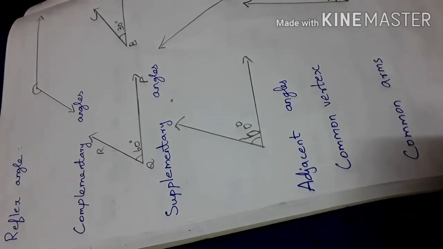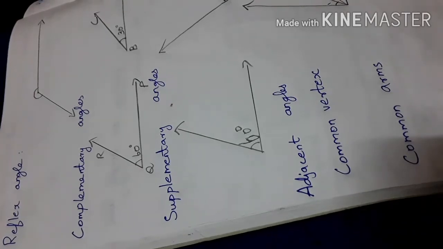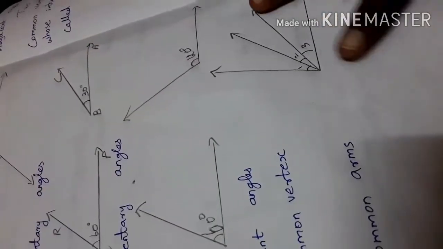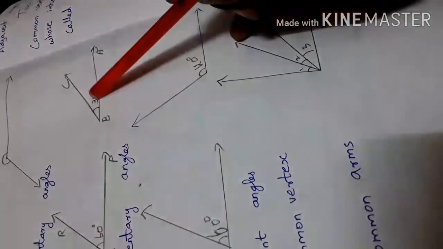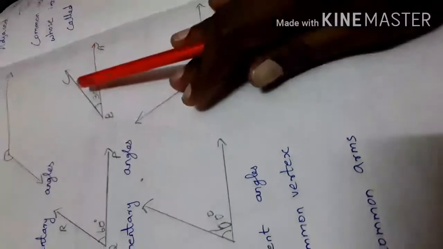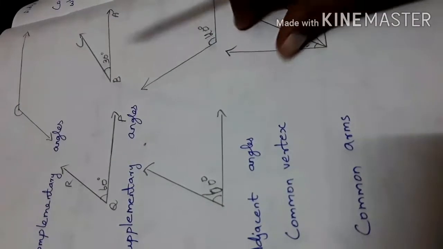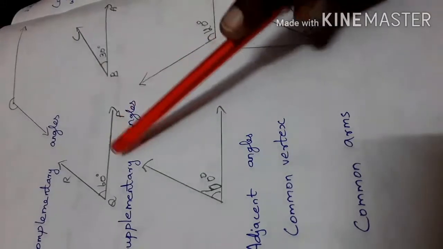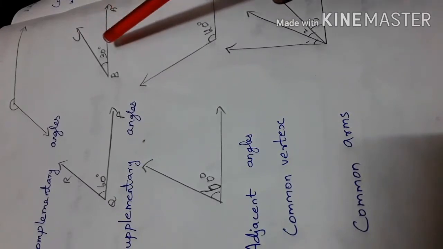Next, we are seeing complementary angles and supplementary angles. So what is complementary and supplementary? Complementary angles are two angles which, when we add them, for example 60 degrees plus 30 degrees, make 90 degrees. When we add the two angles, the sum is equal to 90 degrees. It is called complementary angles.